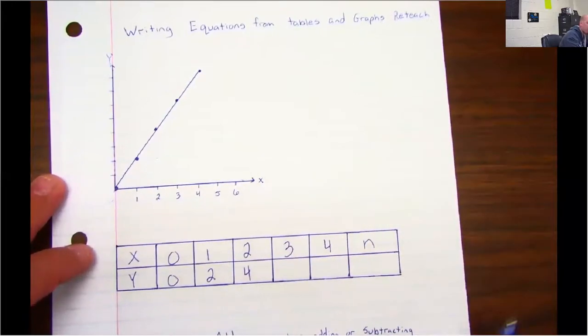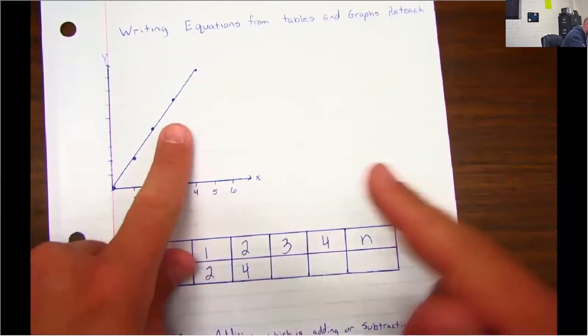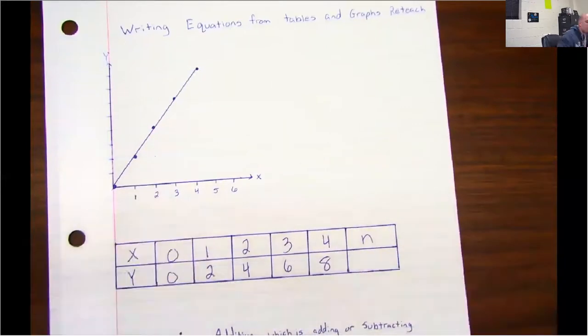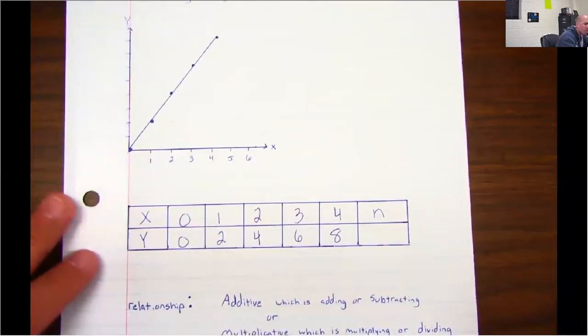So I want to show y'all something. 0, 2, 4, 6, and then 8. This one is unknown. Okay, so there's your table. You just finished part of it.